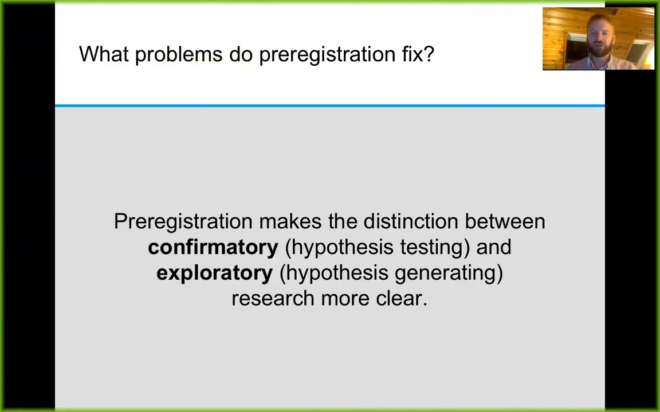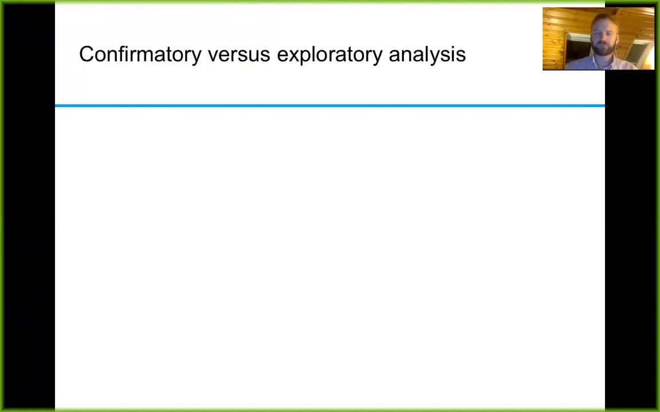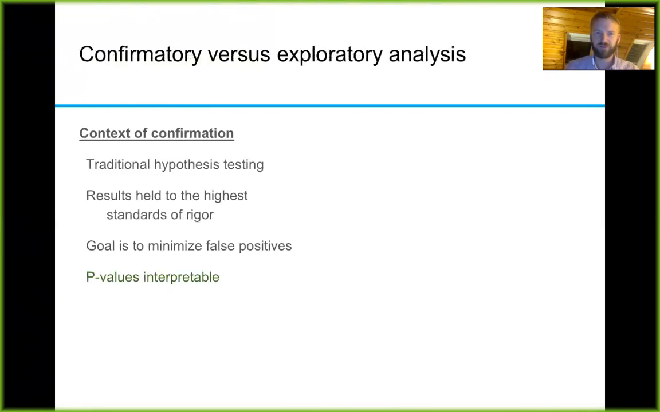Ultimately, the benefit of preregistration is that it makes the distinction between confirmatory hypothesis testing work and exploratory work, which is generating those hypotheses, much more clear. Let me break apart exactly what those two modes of research look like. When you're in the context of confirmation of a hypothesis, this is what we really mean about hypothesis testing research, even in alternative hypothesis testing or null hypothesis. The results of this are held to very high standards of rigor. The goal in this case is to minimize false positives. You don't want to say that there is an effect. You want to be conservative. You don't want to say there is an effect if there's a chance that it might not be.